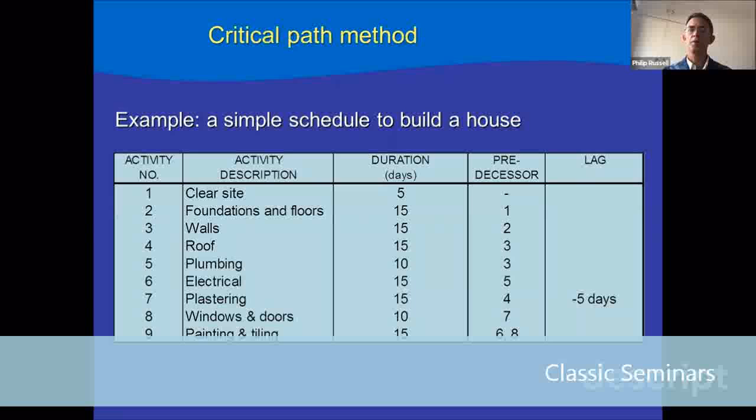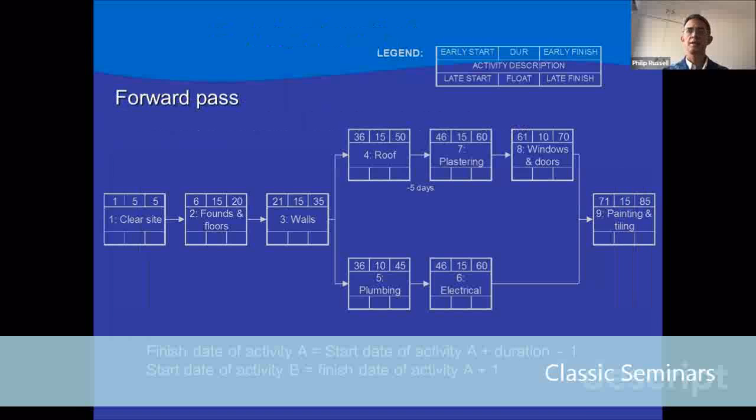So here's an example. We have a schedule for building a house. We're going to clear the site, then we're going to do the foundations and floor, then the walls and roof. And at the point that we get to the walls, it's going to split 2 ways. It's going to go to the roof on the one side and the plumbing on the other. And then we're going to do some more things, electrical, plastering, windows and doors. And finally, everything is going to come together in the painting and tiling. So that list of activities, when you draw it out on a network diagram, looks like that.